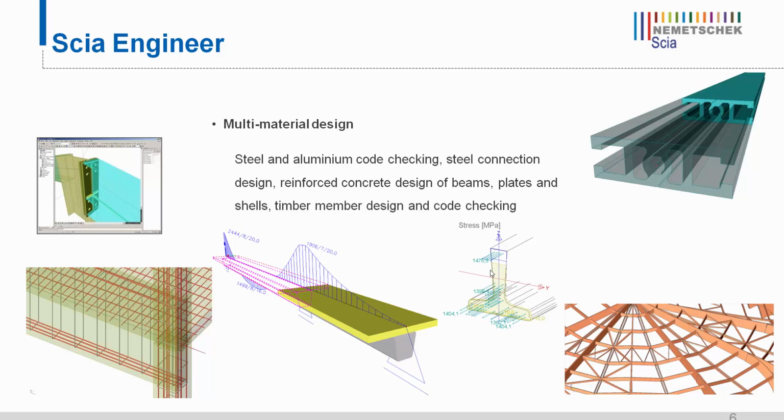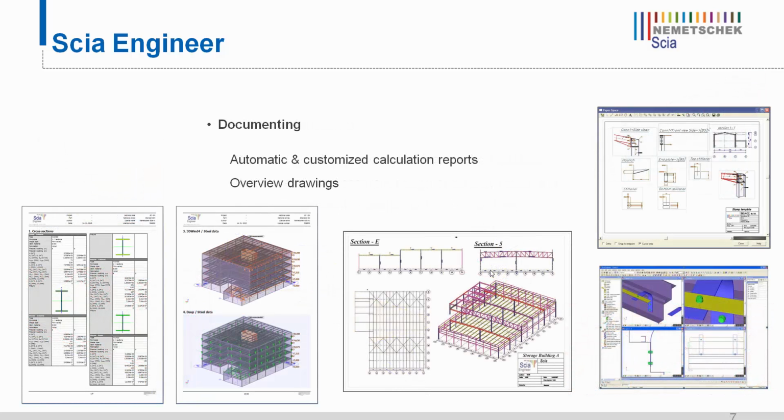There's also a possibility for multi-material design. We have steel and aluminium code checking, steel connection design and its code checks, reinforced concrete design of beams, plates and shells, timber member design and code checking, and now also the composite design and code checking. At the end of every analysis you have the possibility to use automatic or customized calculation reports. There's also a possibility to create some drawings automatically with the overview drawings.